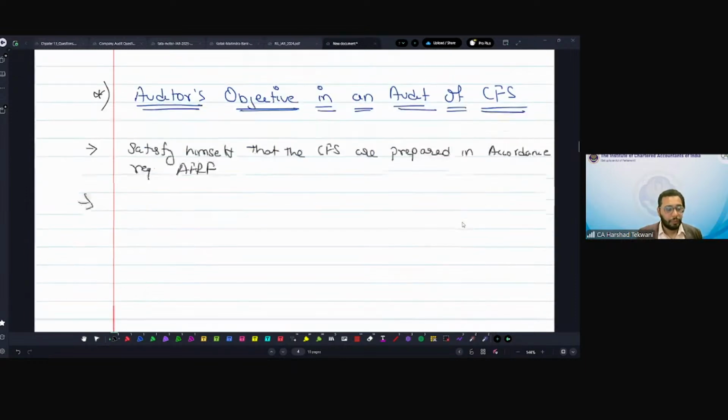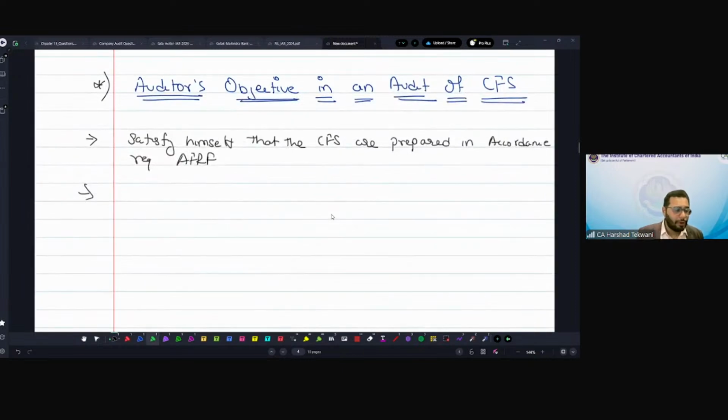When I say applicable financial reporting framework, it will not only include your Rule 6, but it may include your Ind AS 110, or the corresponding AS if that is applicable. So Rule 6, Ind AS, or any other requirement that is applicable to that particular company. Yes, Manish, AS 21.